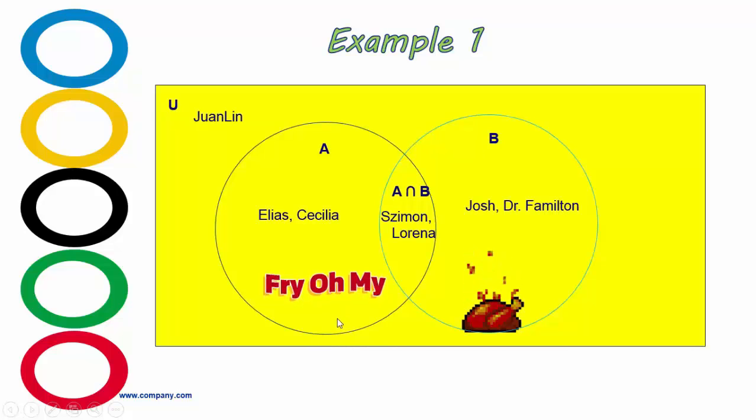So we set up the Venn diagram and the universal set. The one that's outside of A and B is Juan Lin, and then in A we have Elias, Cecilia, and also Simone and Lorena. In B, meaning the people who like roasted food, is Josh, myself, Simone, and Lorena. And notice how Simone and Lorena liked both.